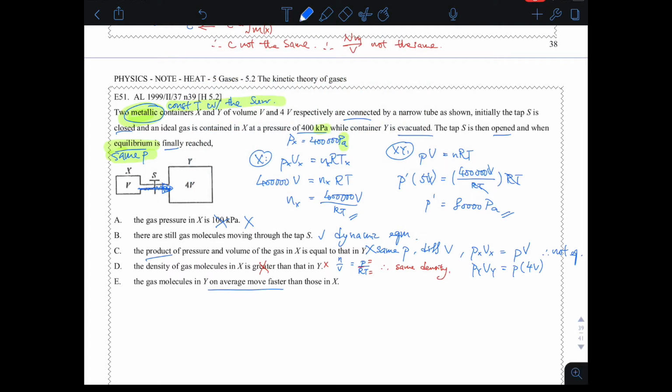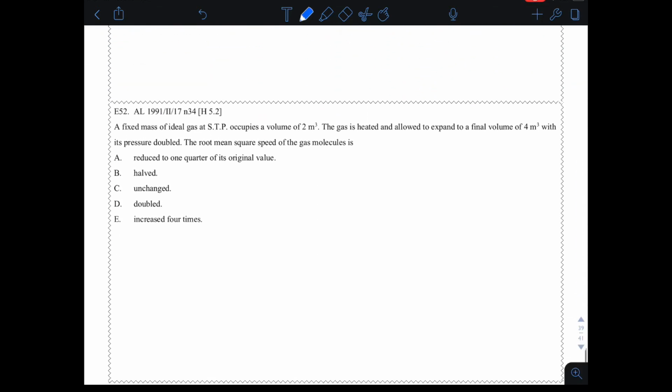Lastly, the gas molecules in Y on average move faster. That means we want the root mean square speed. Then you know that the same temperature leads to the same root mean square speed. That means the same average speed at the same time. So they do not move faster but the same. The answer should be B.